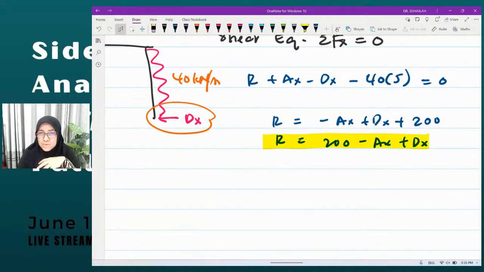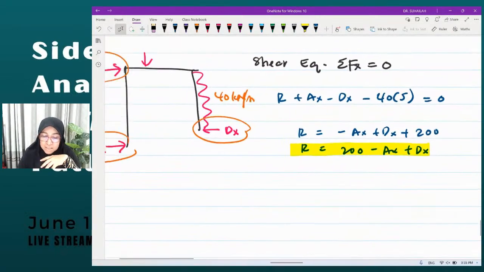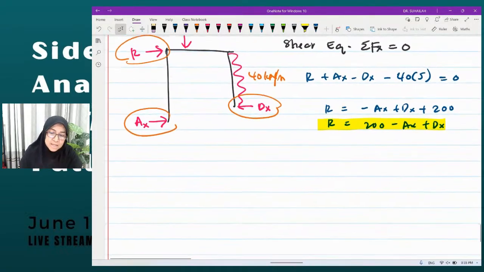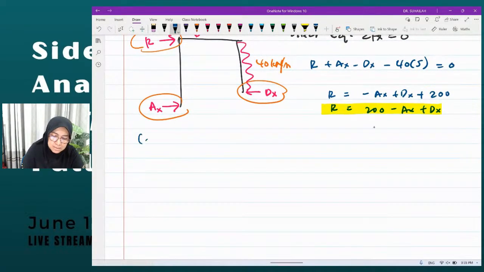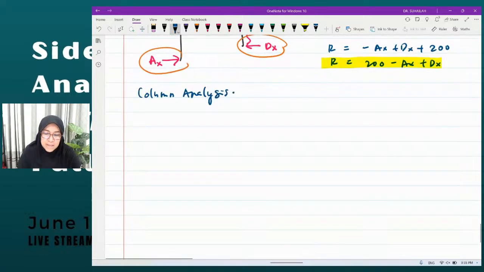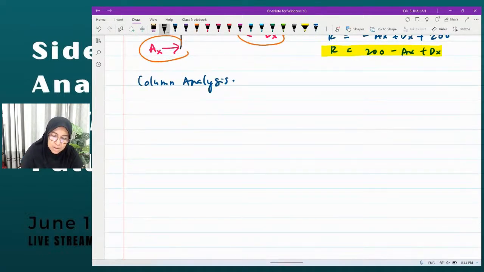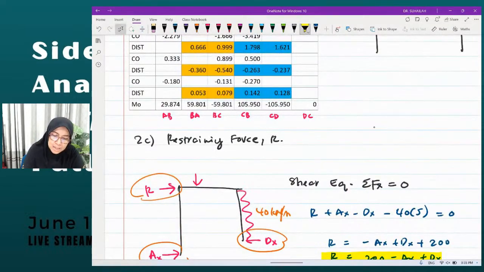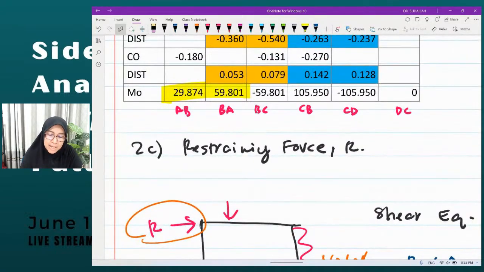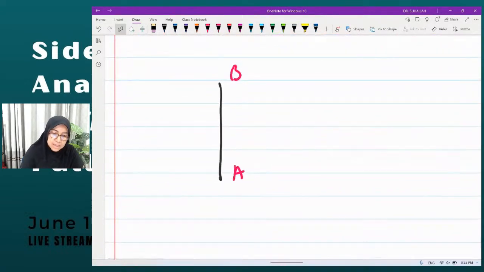AX and DX we will get from column analysis. Okay, it is column analysis. We have to analyze column AB. So this is column AB. We have the moment we get from the table, positive 29.87 and 59.8. It is positive.